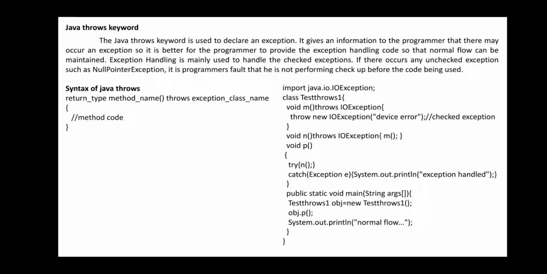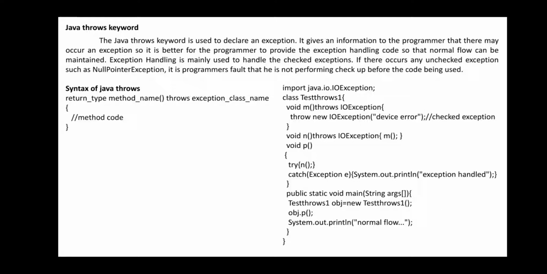Okay, so if there occurs any unchecked exception such as null pointer assignment, it is the programmer's fault that he is not performing a check before the code is used. Okay, so what he is going to say, you are making sense to the program whether the program is not going to arise with any exception or problem. To avoid that one, we are going to use throws. If a programmer commits any mistake, then that is a fault of the programmer itself. That is nothing but yourself. So we shall check with a simple statement here.